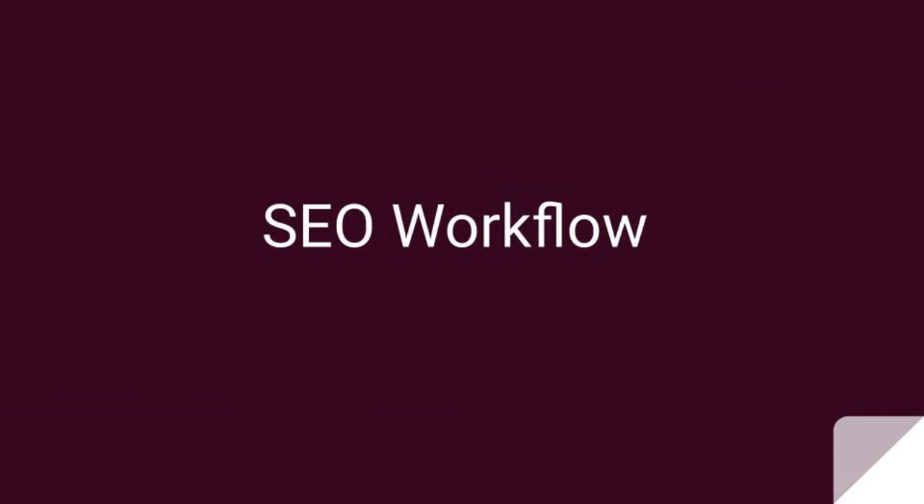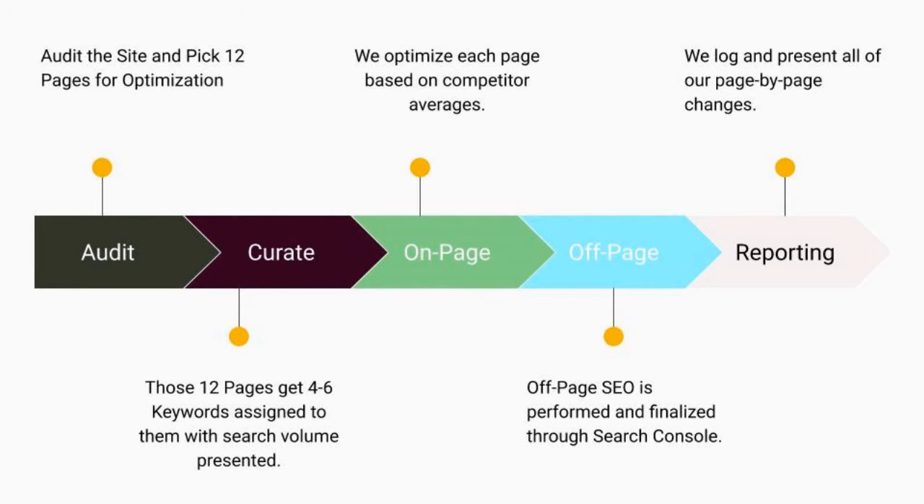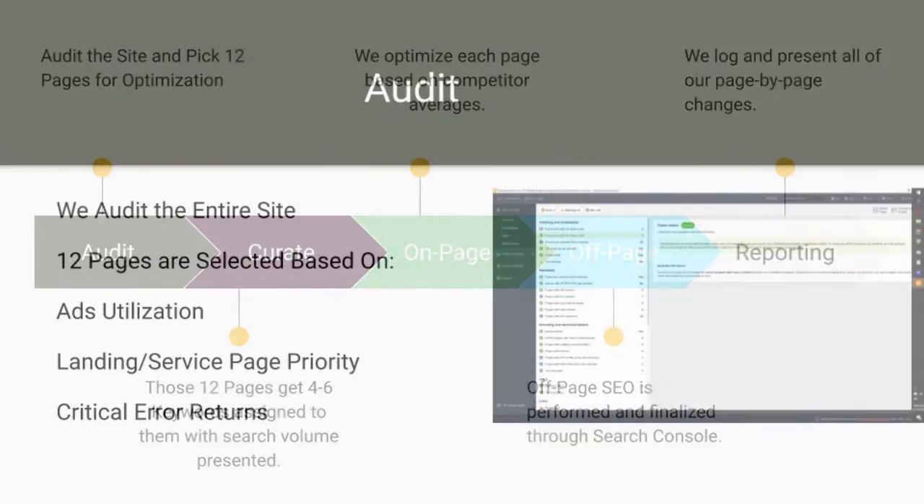Hey there, this is Matthias with Flat Rate Internet Marketing, going to go over our SEO workflow that we typically do for a client. Like everything that happens in our workflow, we tend to break everything down into 4 steps so we can follow weekly on a month-to-month basis. For the SEO workflow, we have everything broken down to auditing, curation, on-page, off-page, and then of course we finish with reporting like we do every month.